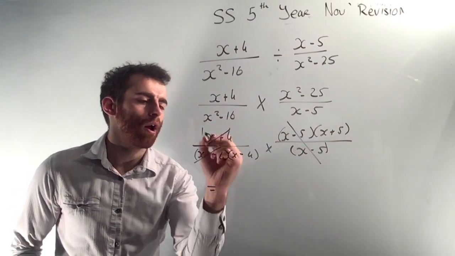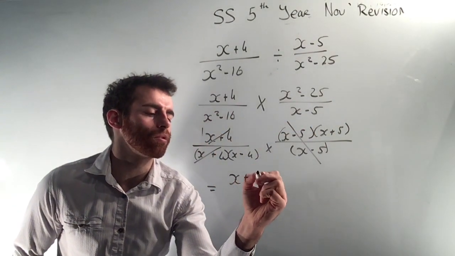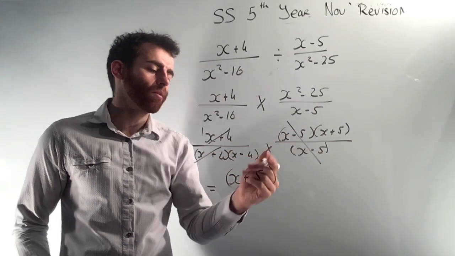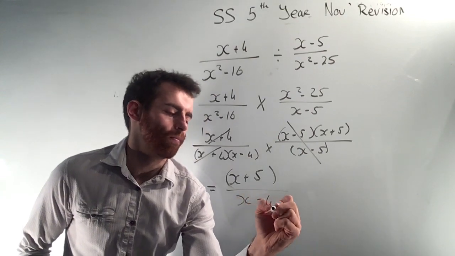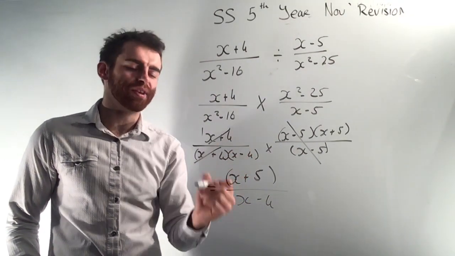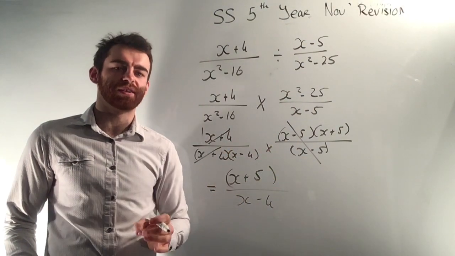On the top, I'm just left with 1 times x plus 5, so I'll just write that as x plus 5. And on the bottom, I'm left with x minus 4 times 1, so that's just x minus 4. So my final answer is x plus 5 over x minus 4, and I can't factorize that any further, so that's expressed as a single fraction.